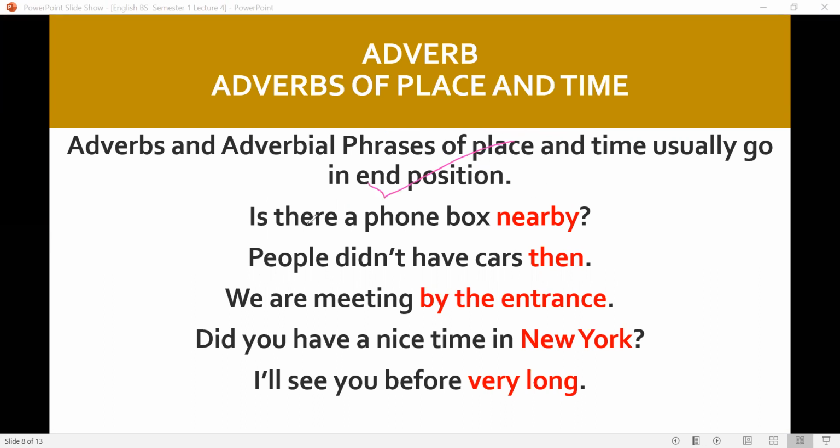We use them. Is there a phone box nearby? This is the word of place. Adverb of place. People didn't have cars then. Time, at that time. We are meeting by the entrance. Place. Did you have a nice time in New York? Place. I will see you before very long. Time. So, adverbs also tell us about time and place, adverbs and adverbial phrases.